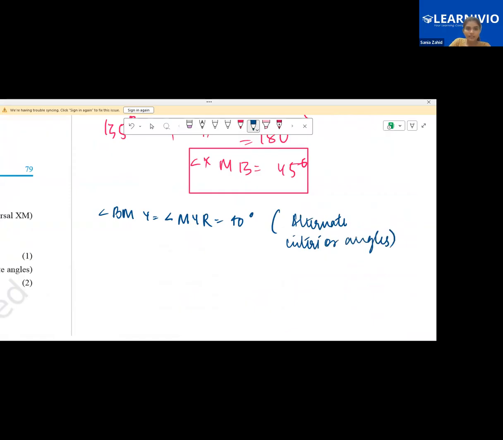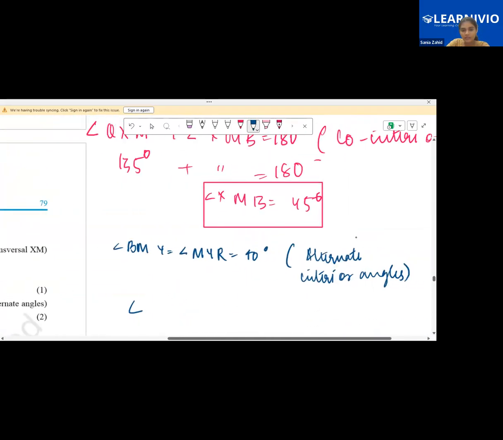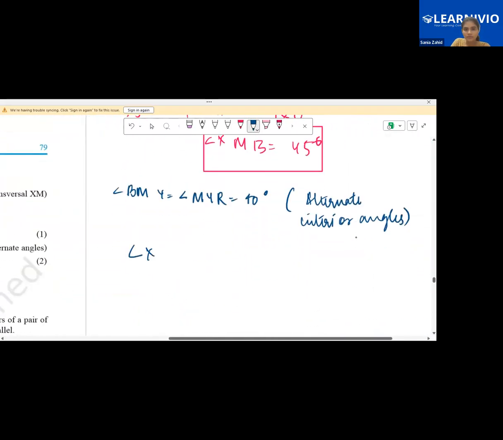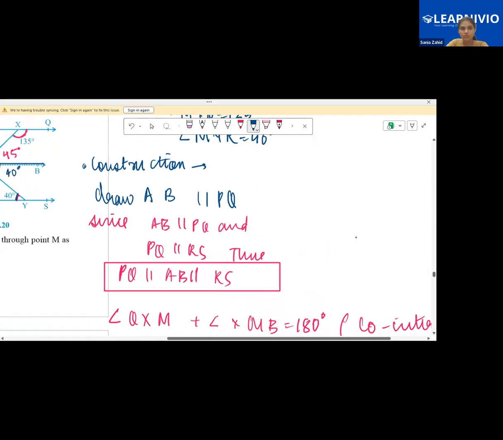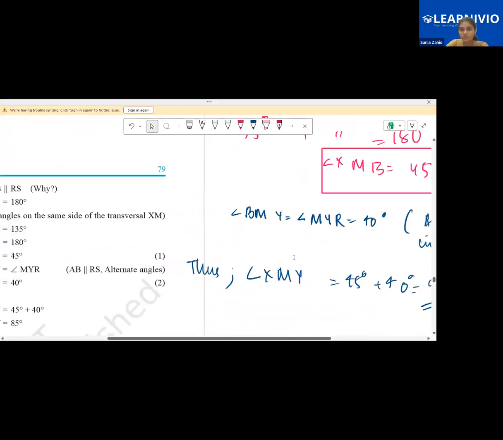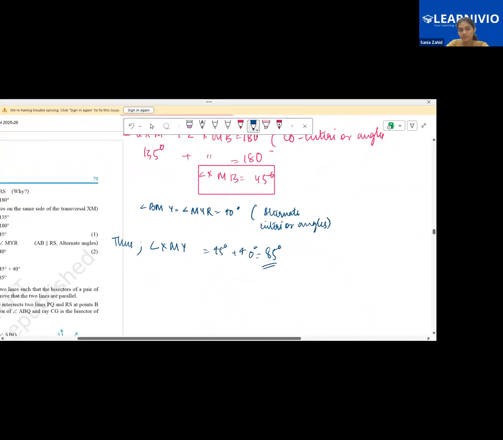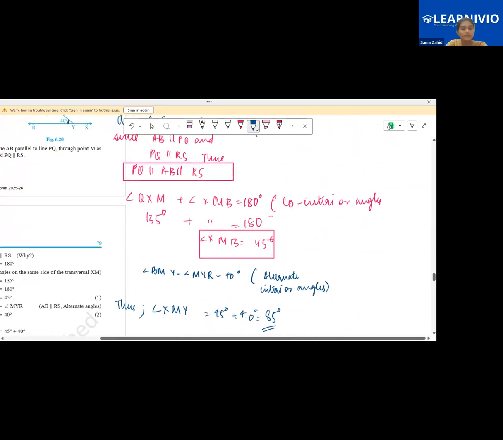And then you write down angle XMY, thus angle XMY is equal to 45 degrees plus 40 degrees is equal to 95 degrees. Right? So this whole angle is 95 degrees. 85, I'm sorry. That's 45 not 55, so you write down 85 degrees. Right?